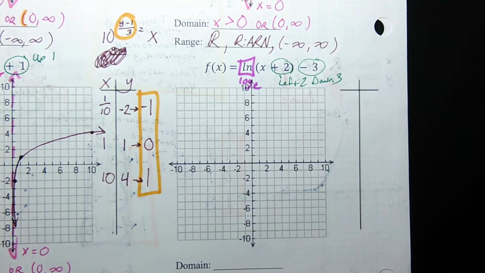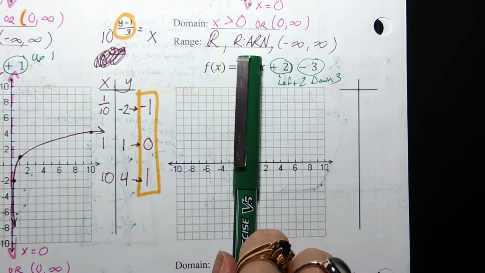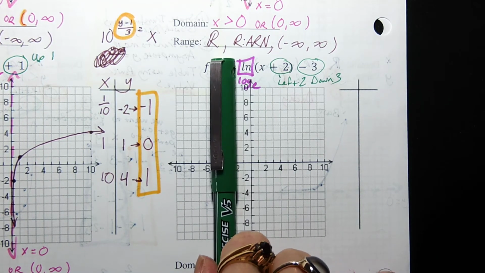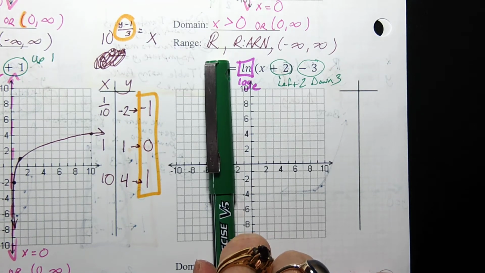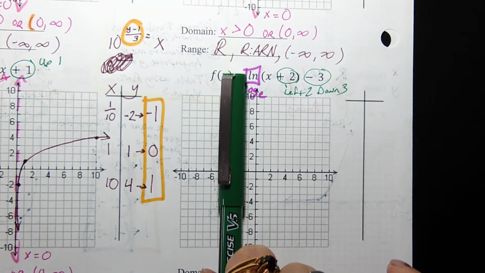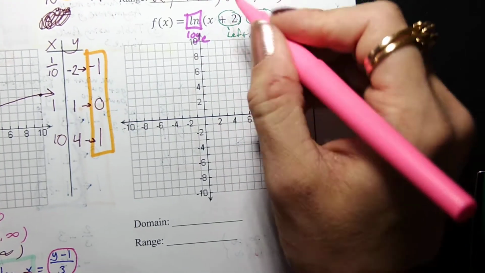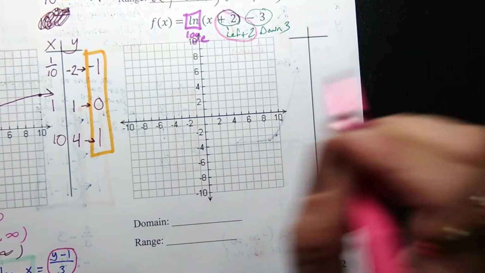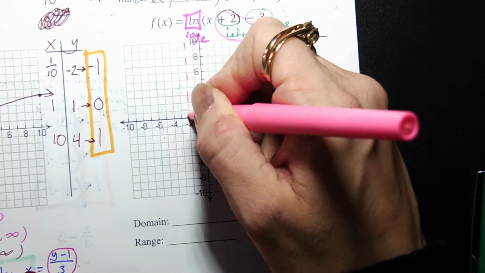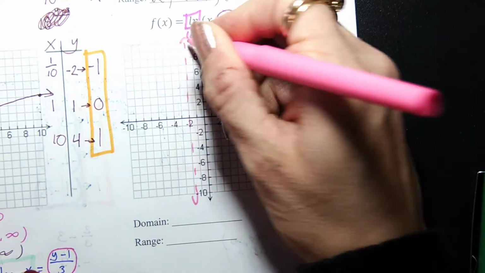So then our vertical asymptote starts at 0. If we move it left 2, it's moving. If we move it down 3, that line is still the same vertical line. So the only thing that affects it is the left 2. So now we have a vertical asymptote at negative 2.